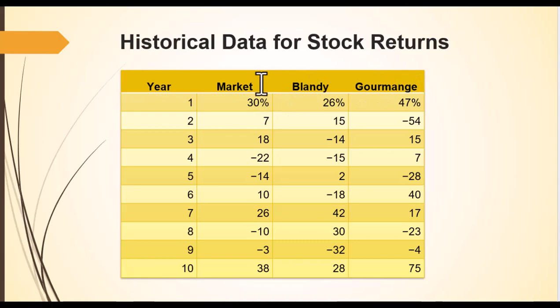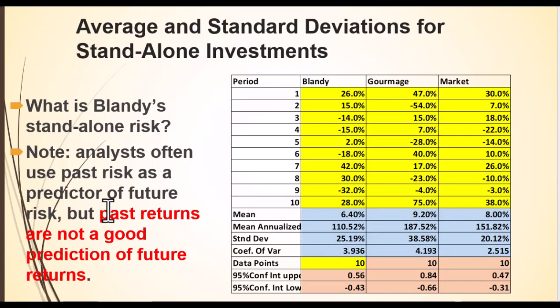So here we have some statistics from 3 companies. Well, 2 companies and the stock market. So here's the market, here's Blandy, and here's Gourmand. These are the percentage returns over the last 10 periods. So we would like to look at the statistics. So let's look at, again, entering the data.